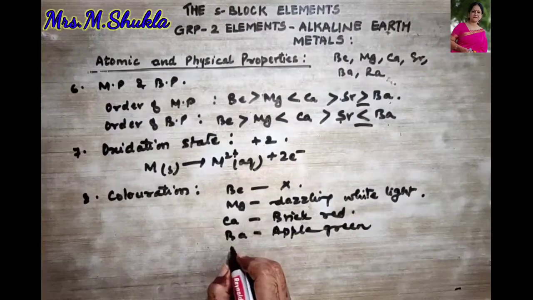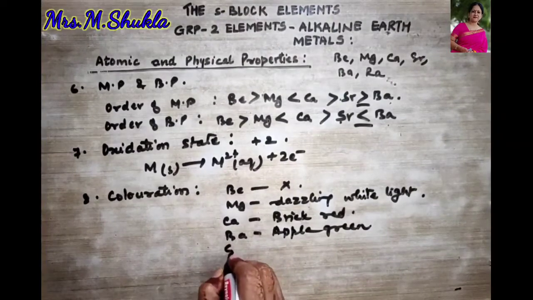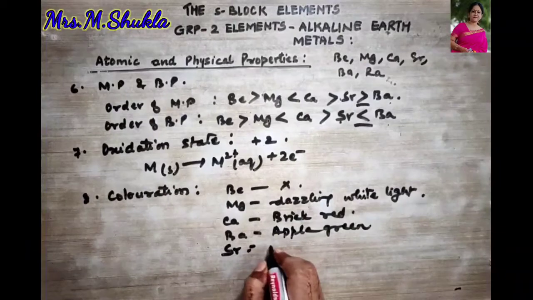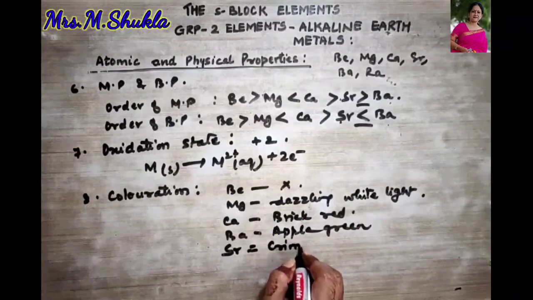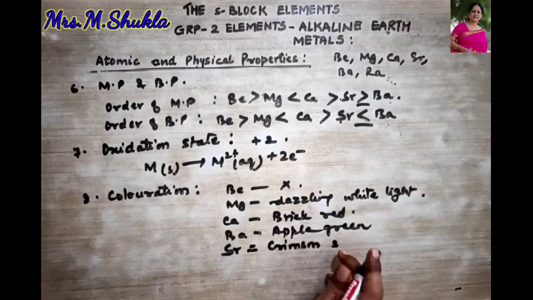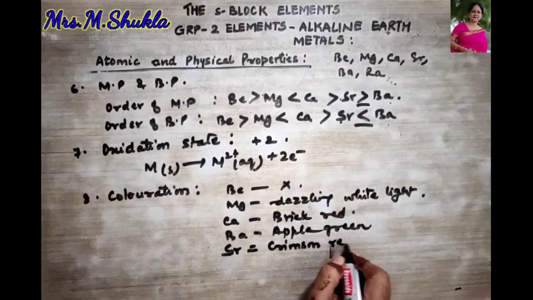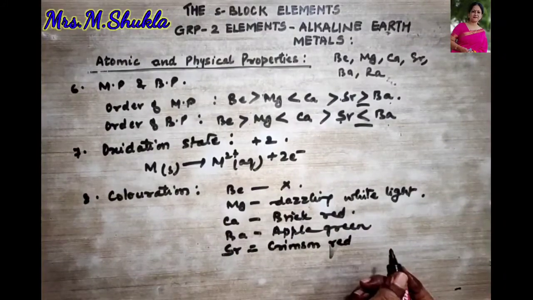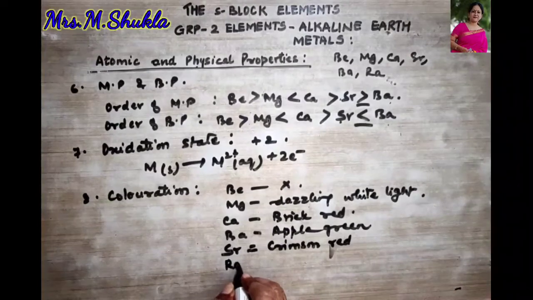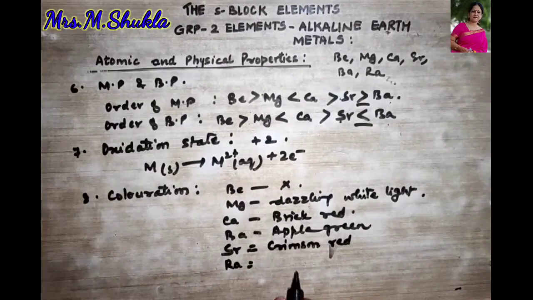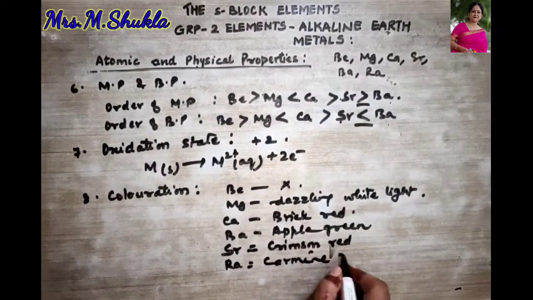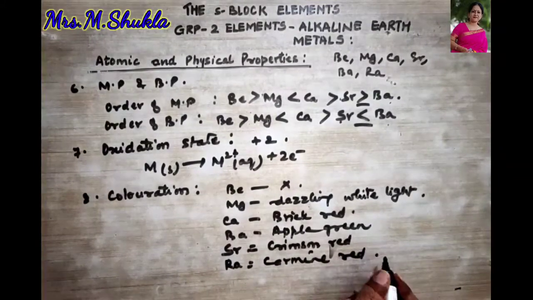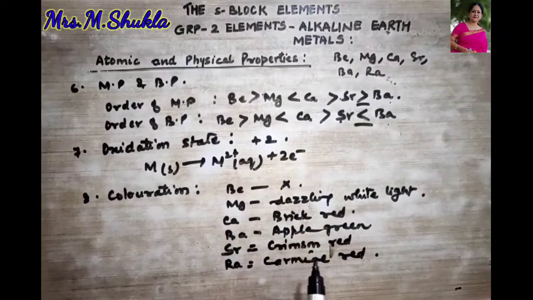Then we have strontium, it gives us crimson red color, right? And radium, it also gives us carmine red color. So strontium imparts crimson red color.